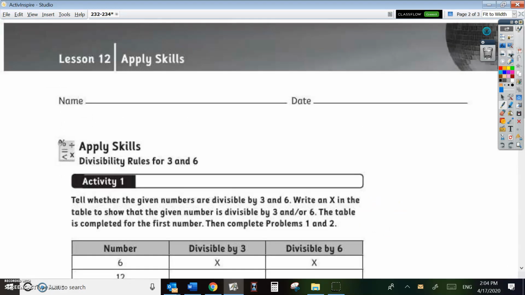Let's look at this one here. Divisibility rules for 3 and 6. Tell whether the given numbers are divisible by 3 and 6. Write an X in the table to show that the given number is divisible by 3 and or 6. The table is completed for the first number, then complete problems 1 and 2.